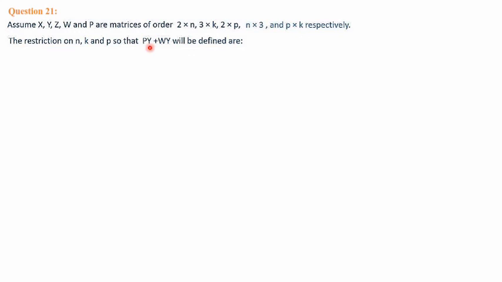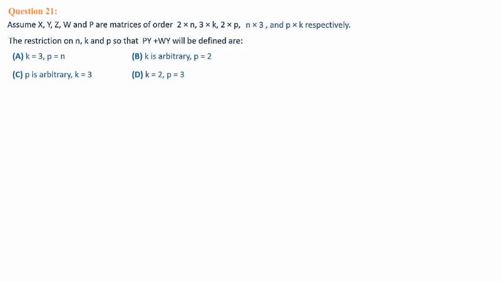Same way, while multiplying the matrices, the number of columns of the first matrix should be equal to the number of rows of the second matrix. So these are the restrictions. So here we have to find out the restrictions on n, K and P. It's a multiple choice question and four options are given. We have to choose the appropriate one.